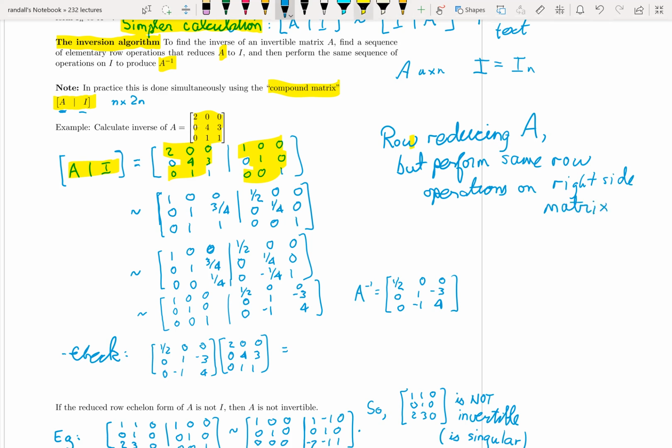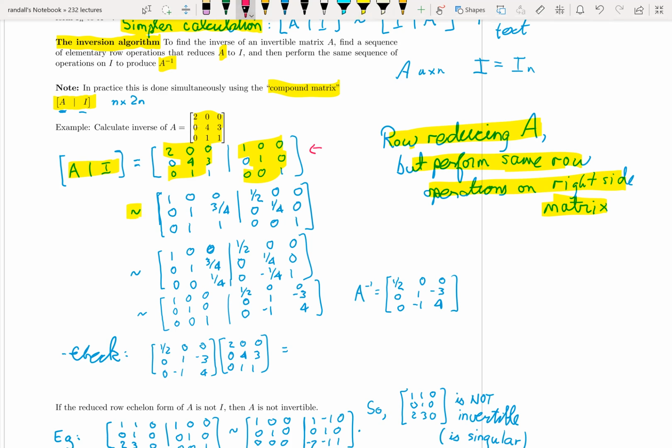All right, so this is the idea. You're only concentrating on A when you're doing the row reduction. So the matrix on the right is not playing a role in the row reduction. So I've set it up here. Now, I've made some row operations here, so you can see what I did.